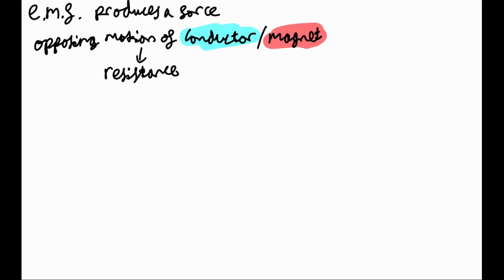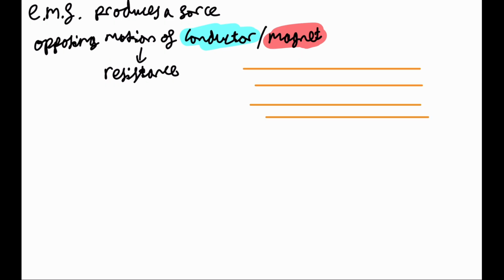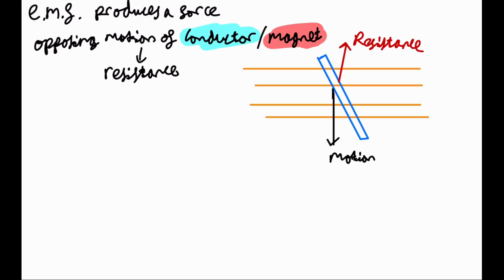So first let's draw a diagram before we go on to Fleming's left-hand rule. Say we have a magnetic field that looks something like this, and you have a conductor like this. If you have a motion like this, you should also have a resistance which goes this way. So if you have a motion which is perpendicular to the magnetic field and the direction of the induced current, then there should be a resistance force going upwards like this. Say the magnetic field goes this way. So say the current goes this way.